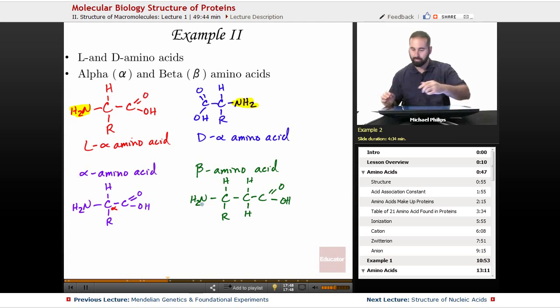Okay, so if we look once again, we count away from the carboxylic acid group. So this would be the alpha carbon. This would be the beta carbon. And this is the carbon where we have the NH2 group and the R group attached. So this makes it a beta amino acid. All right, so this is how we can tell between L and D, as well as between alpha and beta amino acids.